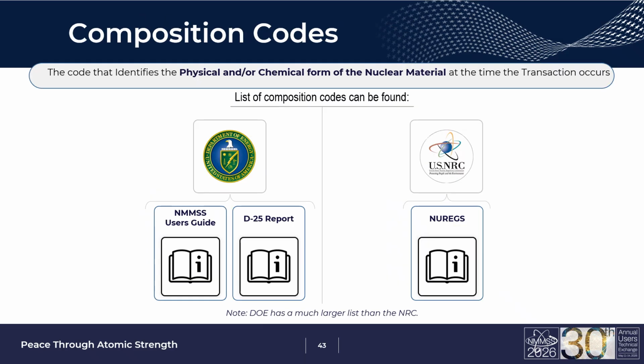The next NMMS reporting code to discuss is the composition code. Composition codes provide context on the chemistry and physical form of nuclear material. The NRC new regs list the codes available for NRC licensee facilities, while DOE and NSA sites may consult the NMMS User's Guide or the D25 report for available composition codes.